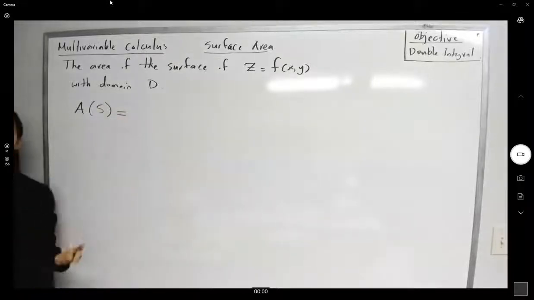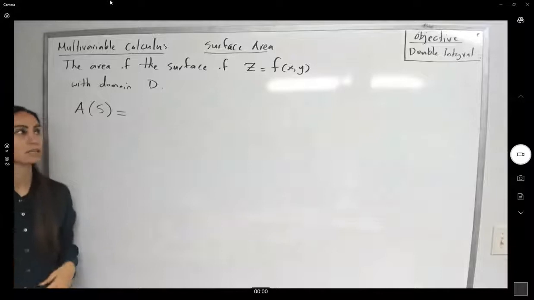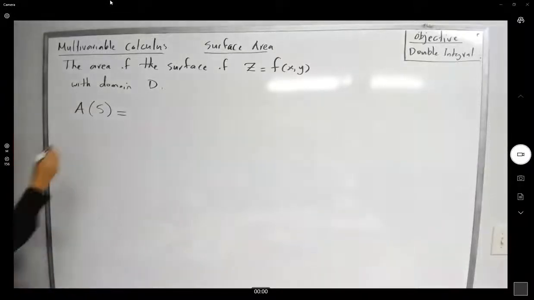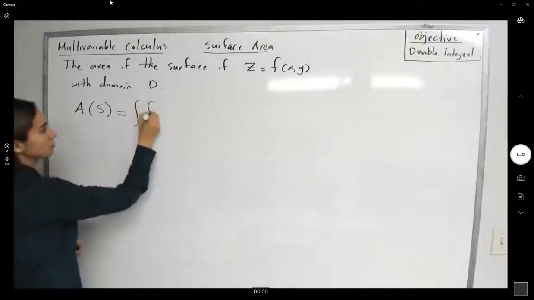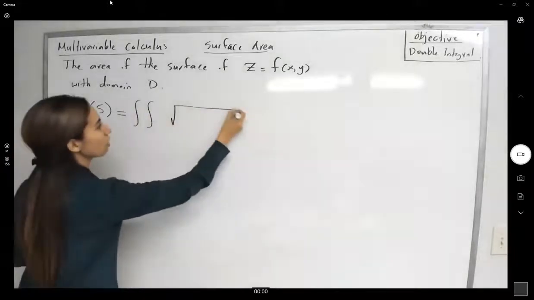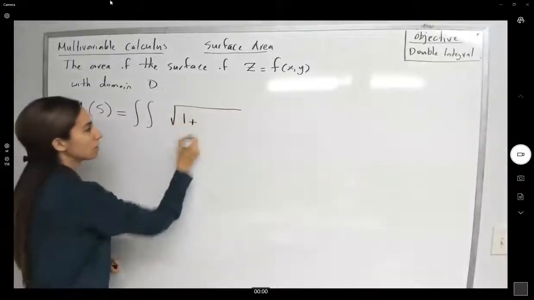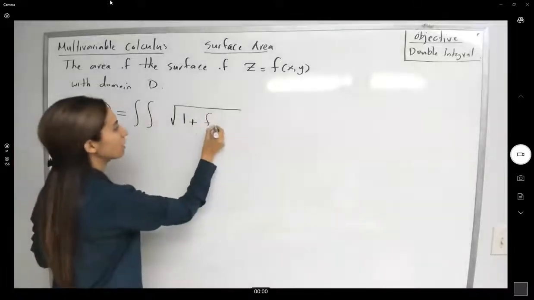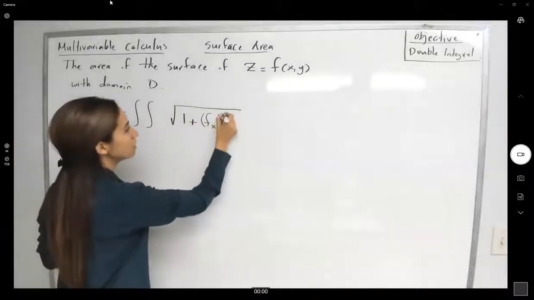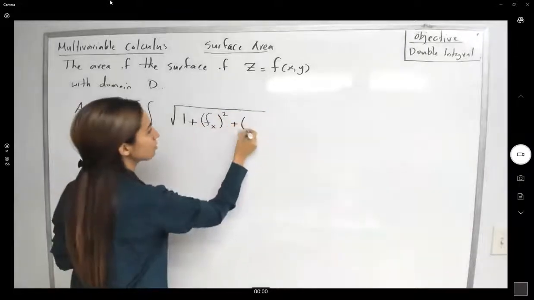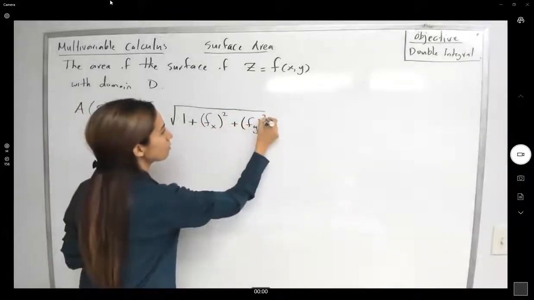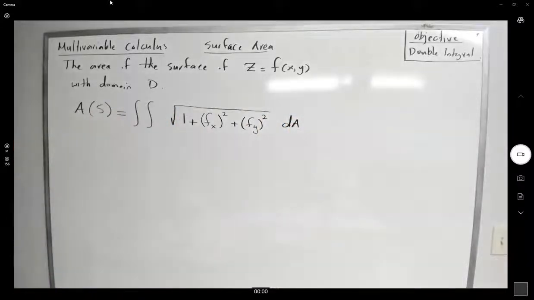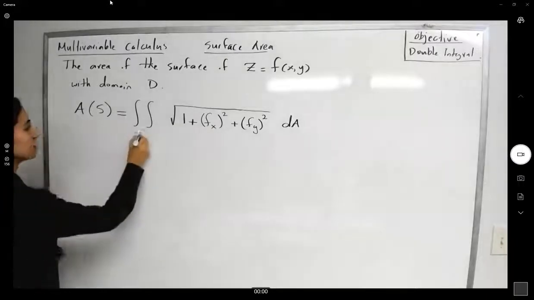Well, we're going to use double integral to define the area of the surface in 3 dimensions. It's equal to the double integral of the square root of 1 plus the partial derivative of f with respect to x, squared, plus the partial derivative of f with respect to y, squared, dA over your region.